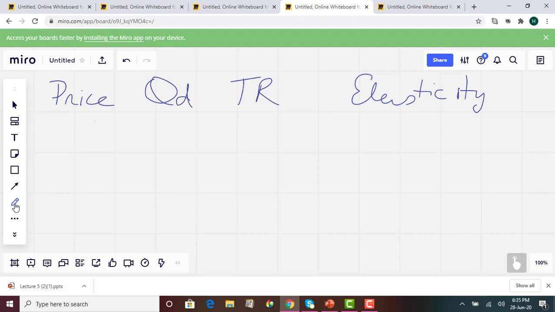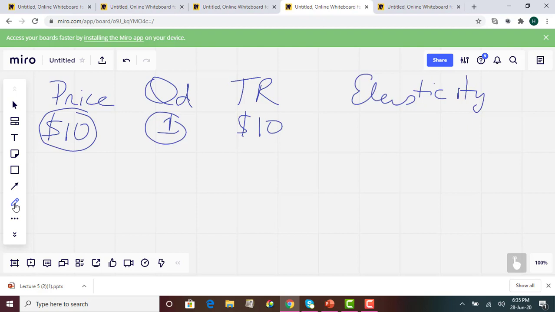Okay, let's say the price is $10. When the price is $10, only 1 unit will be bought. So what is the total revenue in this case? Total revenue is price times quantity, right? 10 times 1, so your total revenue is $10.